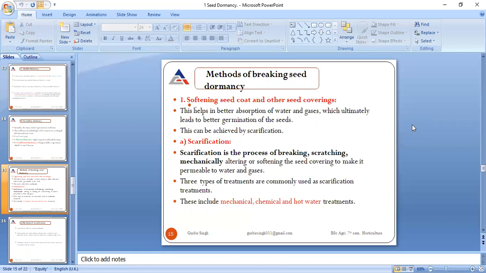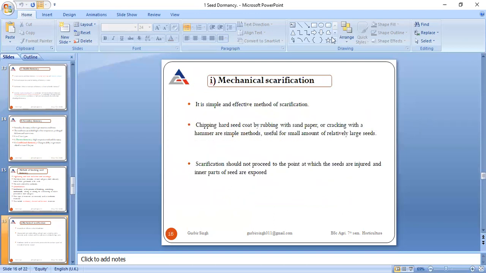Scarification is the process of breaking, scratching, mechanically altering or softening the seed covering to make it permeable to water and gases. Three types of treatment are commonly used as scarification treatment. These include mechanical, chemical, and hot water treatment. Number one is mechanical scarification. It is a simple and effective method of scarification.